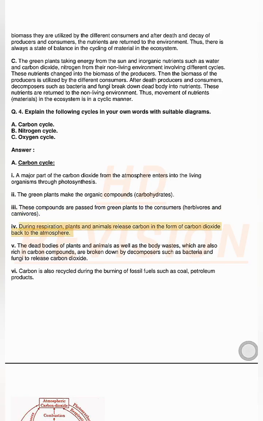IV. During respiration, plants and animals release carbon in the form of carbon dioxide back to the atmosphere. V. The dead bodies of plants and animals as well as the body wastes, which are also rich in carbon compounds, are broken down by decomposers such as bacteria and fungi to release carbon dioxide. VI. Carbon is also recycled during the burning of fossil fuels such as coal and petroleum products.